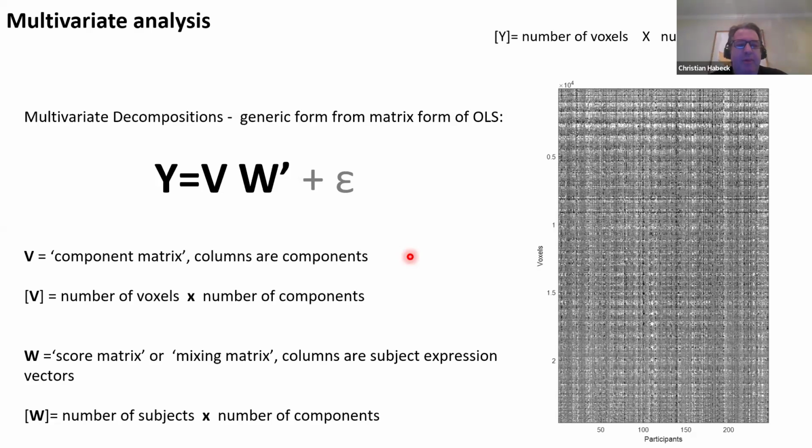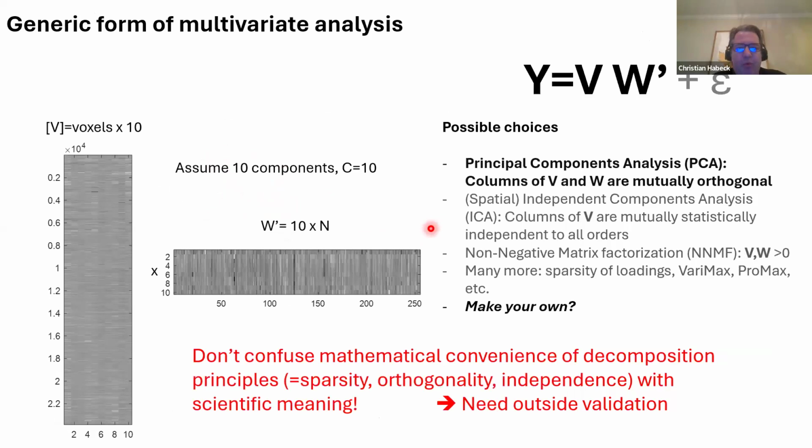That's good to keep in mind. The point is that you isolate all the voxel specific information into the component part and the subject specific information into the score matrix or the mixing matrix, or their different terminologies depending on what technique you're using, right? And we can do all kinds of things.